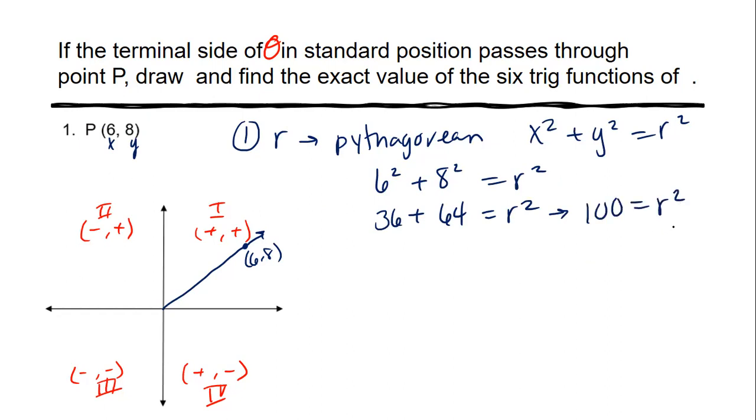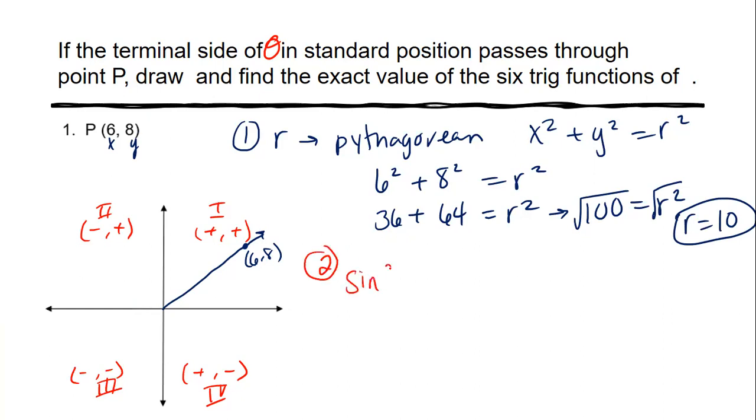Take the square root. The square root of 100 is 10. So now we have our radius, our x, and our y. Can I find all trig ratios now? Because I have x, y, and r. So the second step is to find your trig ratios.